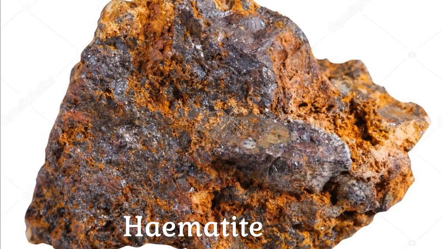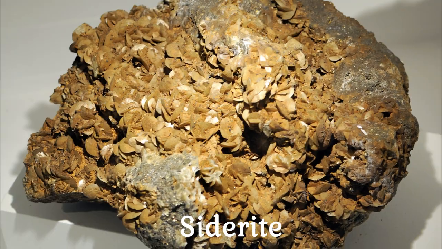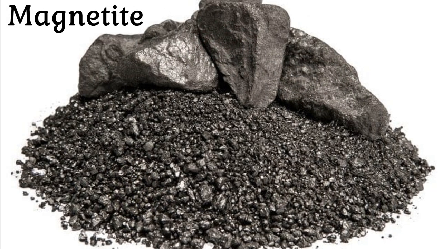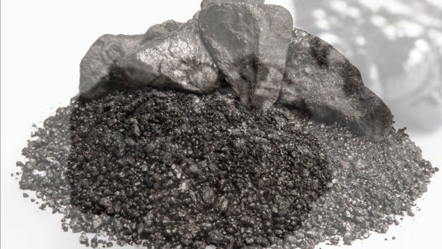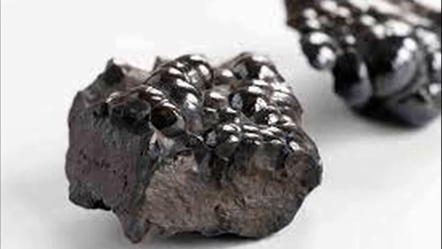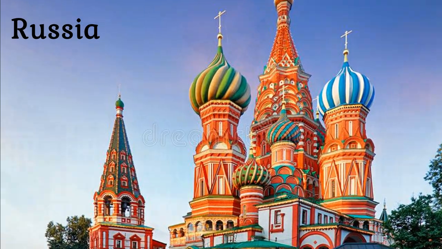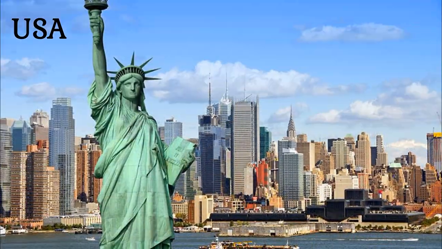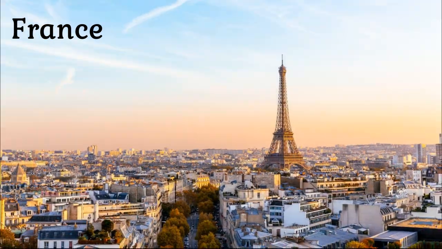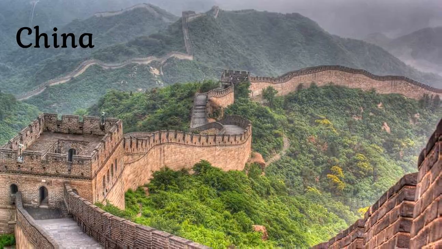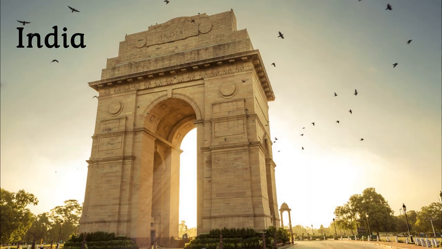Magnetite, hematite, limonite, and siderite are the main varieties of iron ore with varying amounts of iron content. Magnetite has the highest iron content, but hematite is more commonly used. The main iron producing countries are Russia, Ukraine, the USA, Canada, France, Sweden, Brazil, Venezuela, China, Australia, and India.